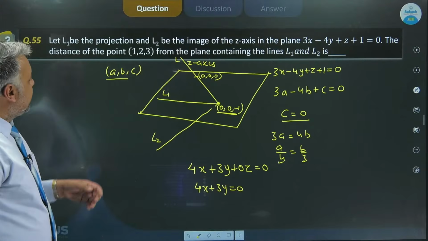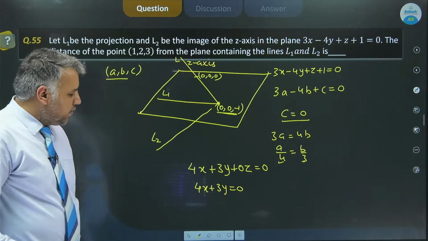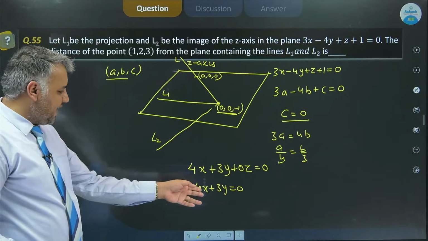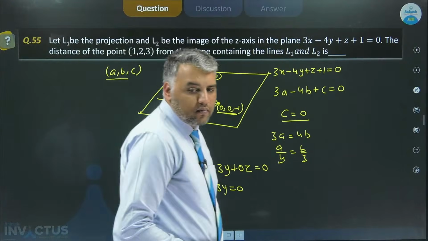Now if you say the distance of this plane from the point 1, 2, 3, so the distance of this plane from 1, 2, 3 is 10 divided by 5 and that must be 2. Okay.